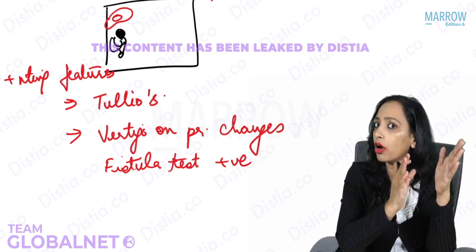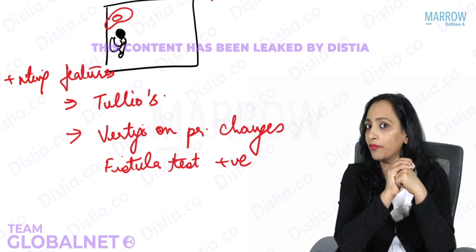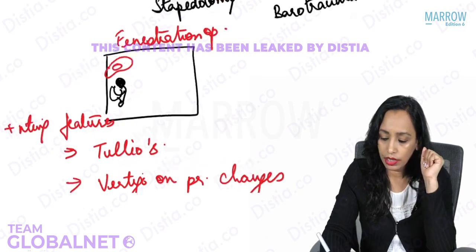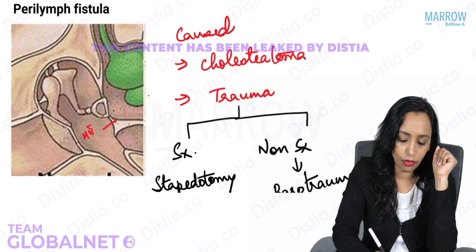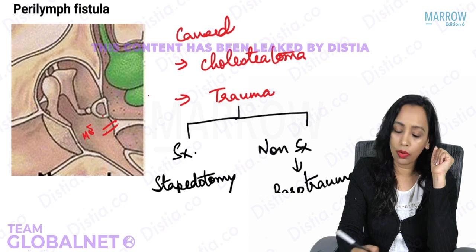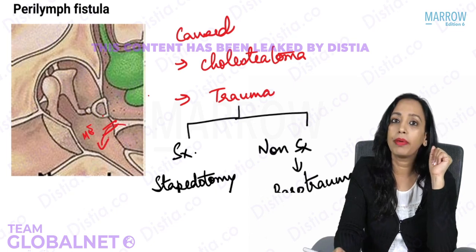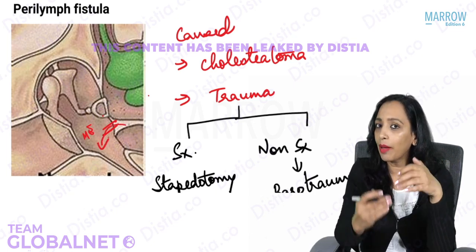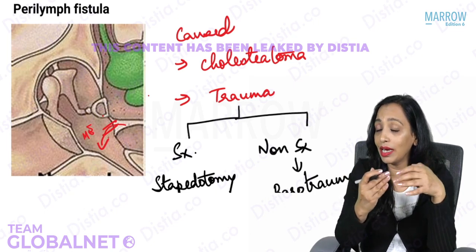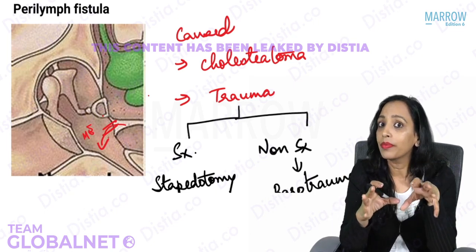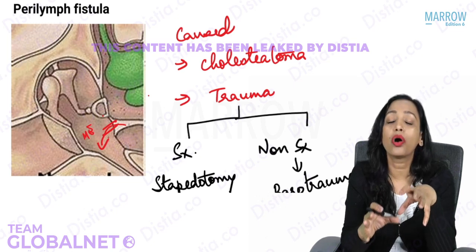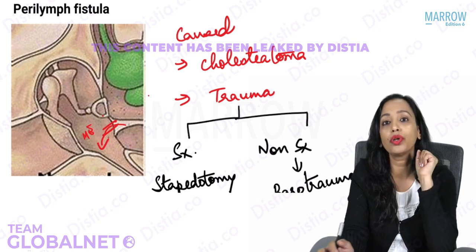So will there be any cochlear features also? Will the patient also have hearing loss? Yes or no? Yes, just see here what is happening: there is an abnormal fistula. Because of the fistula, the perilymph can leak into the middle ear. So there will be pressure changes in the inner ear compartments, and that can lead to damage of the organ of Corti. So the patient can have sensorineural hearing loss.